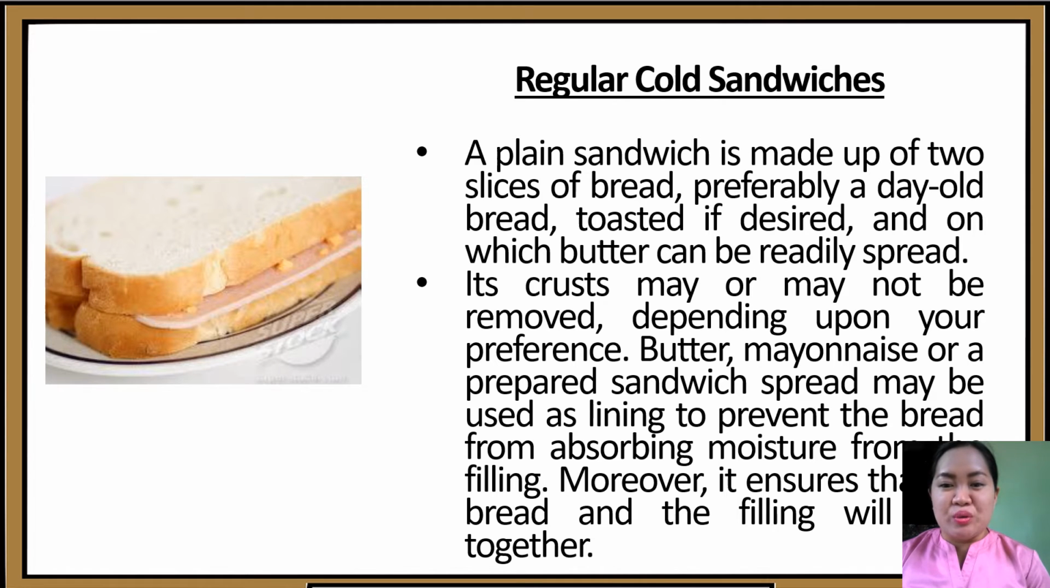A plain sandwich is made up of two slices of bread, preferably day-old bread, toasted if desired, and on which butter can be readily spread. Its crust may or may not be removed depending upon your preference. Butter, mayonnaise, or a prepared sandwich bread may be used as lining to prevent the bread from absorbing moisture from the filling. Moreover, it ensures that the bread and the filling will stick together.